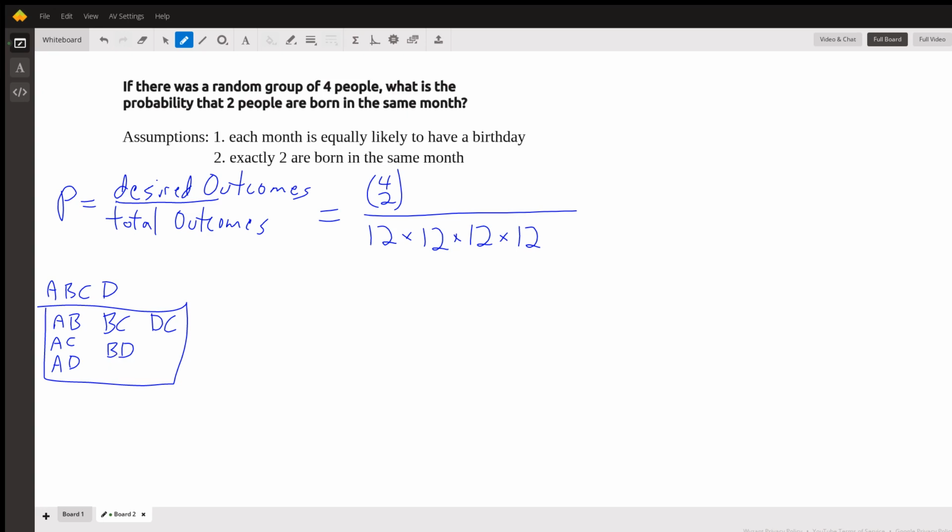Okay, now let's take those 2 people that are in the same month and say what are the possible months that they can be born in? Well, 12. Any month, right? Now the next person, there's only 11 months remaining because that third person can't be in the same month that the other 2 are in. Okay, now likewise, there's two months now taken, so there's 10 left.